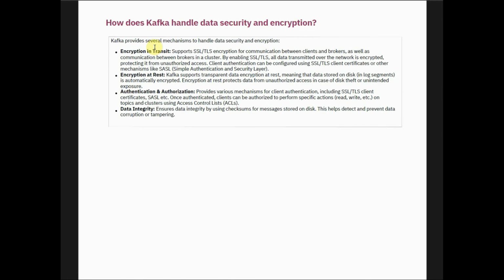Last question we got, how does Kafka handle data security and encryption? It provides several mechanisms to handle data security and encryption. First, encryption in transit. Here it supports SSL or TLS encryption for communication between clients and brokers, as well as communication between brokers in a cluster. By enabling SSL and TLS, all data transmitted over the network is encrypted, protecting it from unauthorized access. Client authentication can be configured using SSL or TLS client certificates or any other mechanisms like SASL.